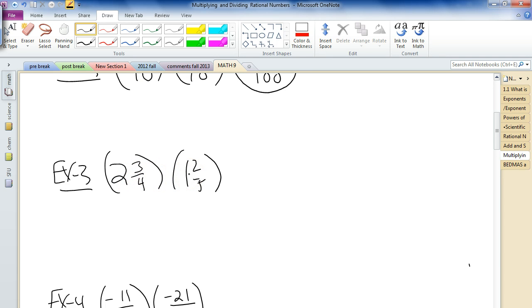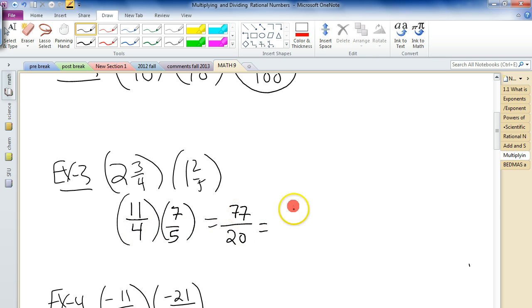Now you have two mixed numbers. You got to turn them into improper fractions. Remember, how do you do this? You take the denominator, 4 times 2, which is 8. Then you add the 3 to get 11. So you have 11 over the same denominator, 4. And this one here, 5 times 1 is 5, plus 2, 7. 7 over 5. And these two are multiplying each other. 11 times 7 is 77. 4 times 5 is 20. And we got to figure out how many times does 20 go into 77. It goes in 3 times, which is 60. And that's 17 left over 20. Can't reduce that. You're done.